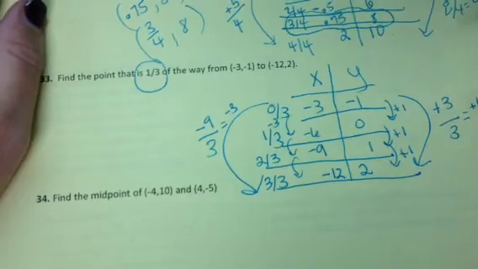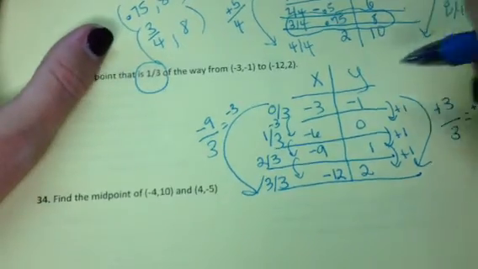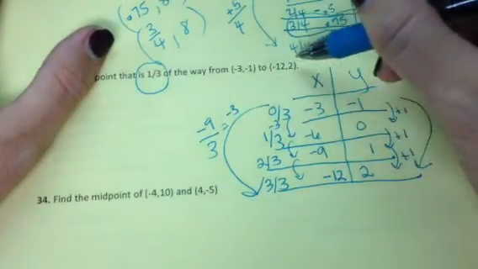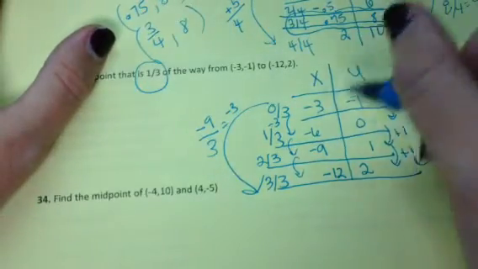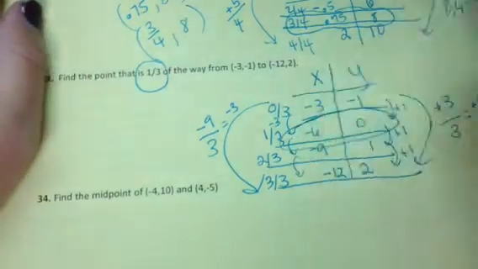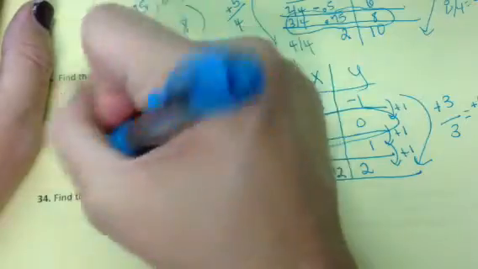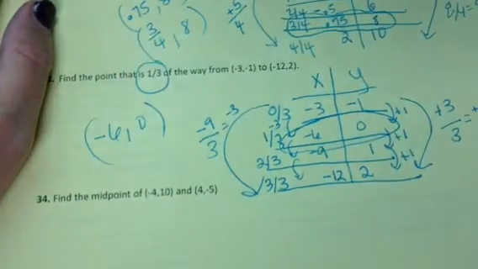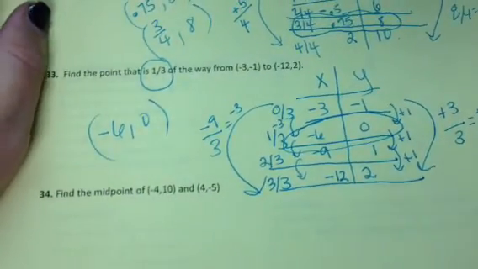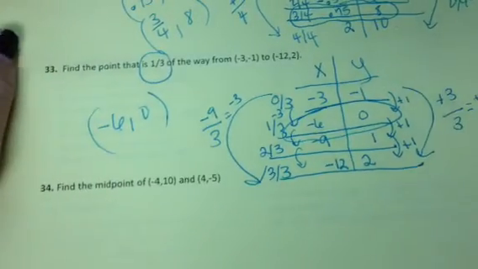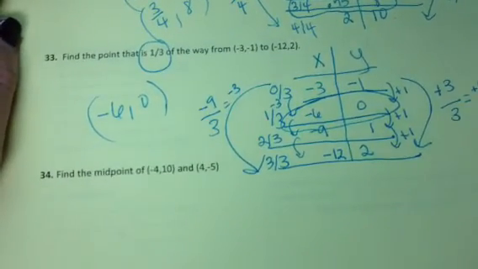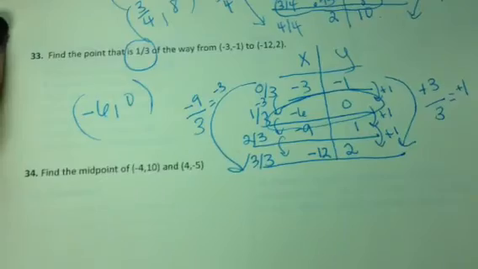So to answer the question, what point is 1/3 of the way from negative 3, negative 1 to negative 12, 2, that is going to be this point located at negative 6, comma 0. All right, I'll post the key to that midpoint one, but so this video isn't forever, I'm going to stop the video here, and I'll post the key with number 34 on Schoology.